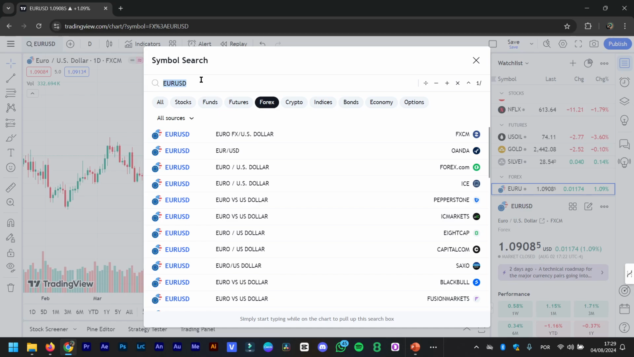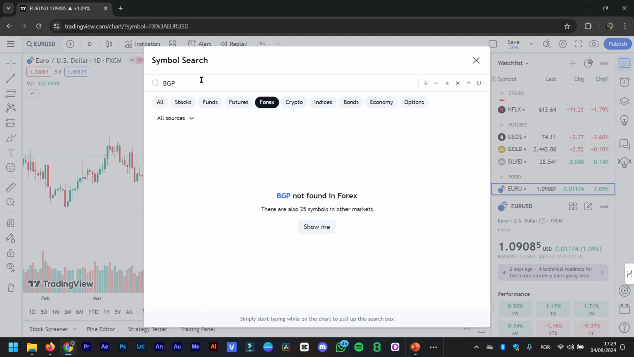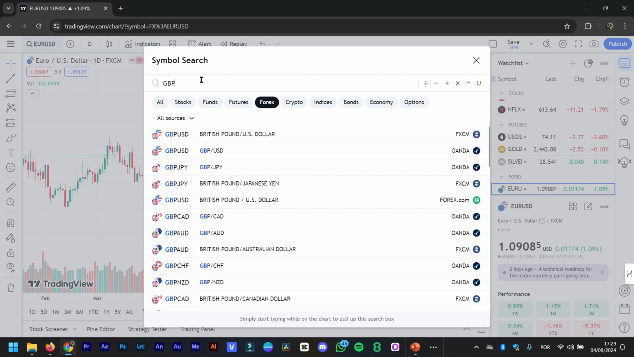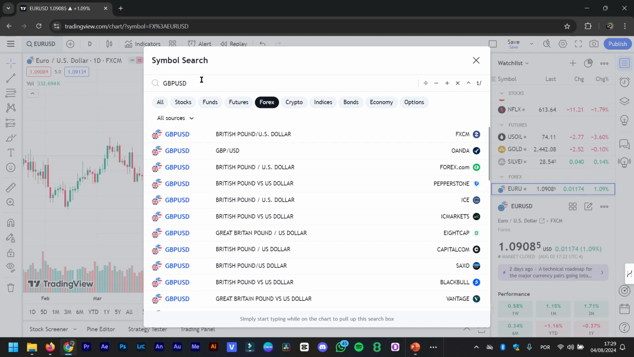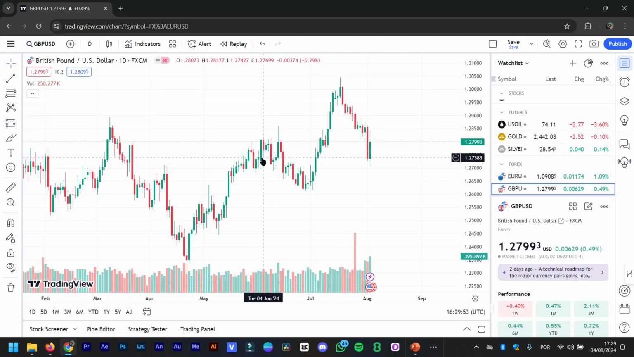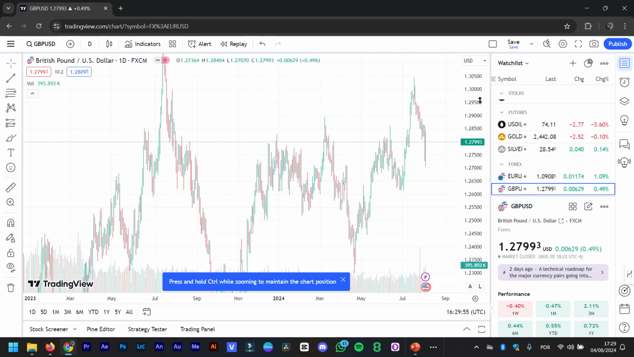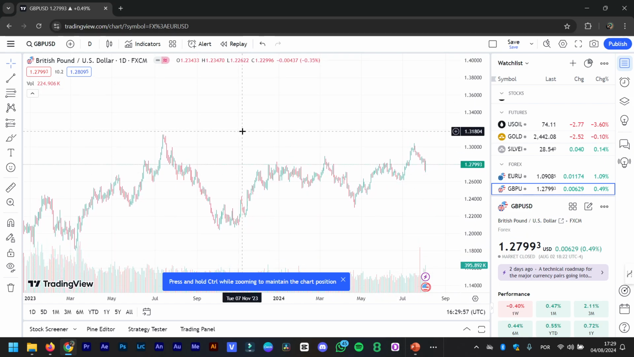Okay, so for example, let's go and see GBP USD. Okay, this is the British pound against the US dollar. So remember that GBP is the base currency, and then the US dollar in this case is the quote currency. That's kind of how it works. Okay, so this is the GBP USD chart in TradingView.